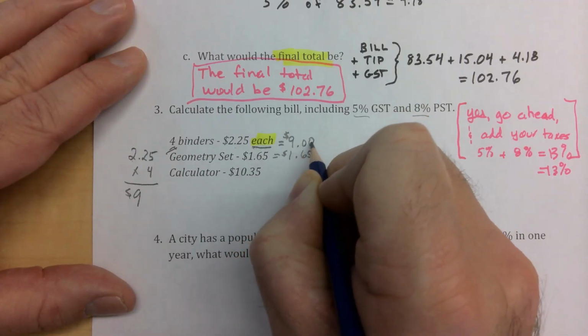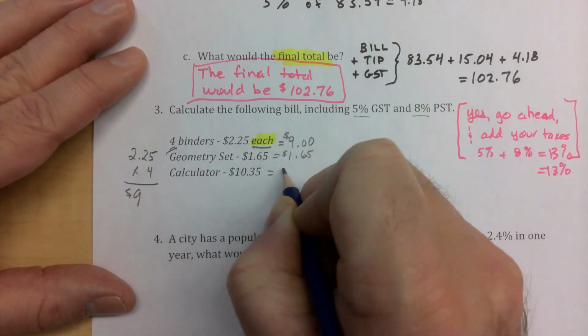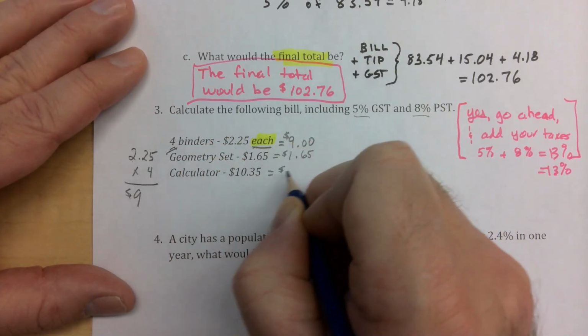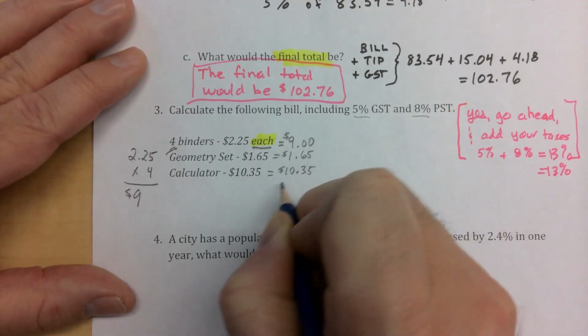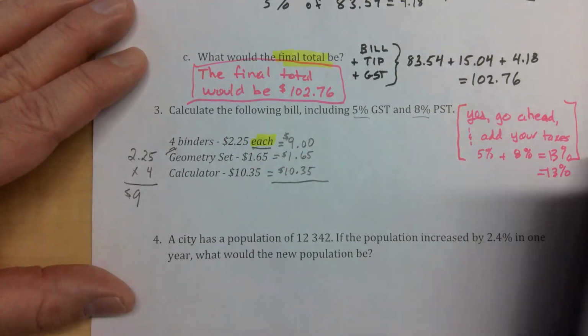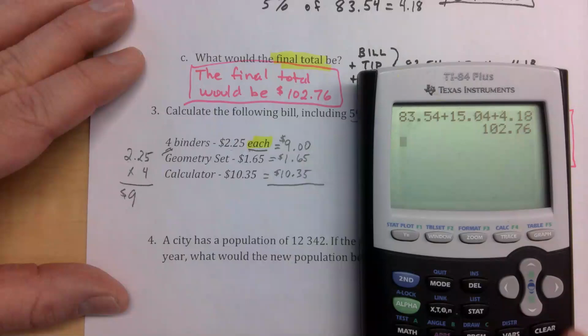Okay, line up your decimal, $9. Put your invisible zeros in. And we're only buying 1 of these, so it's 10.35. Okay, so nevertheless, you do have a calculator. So let's add all of these up.